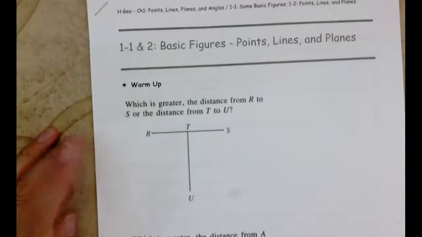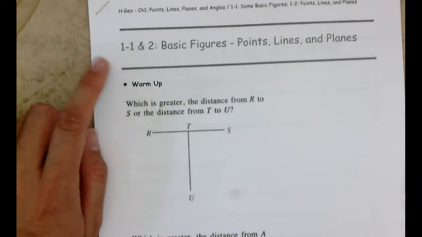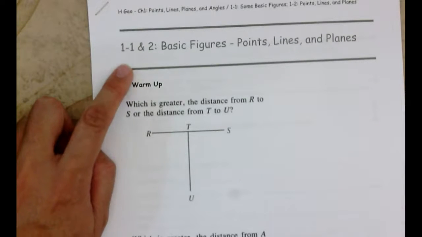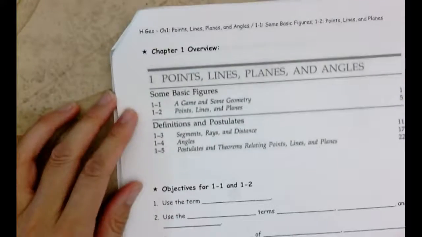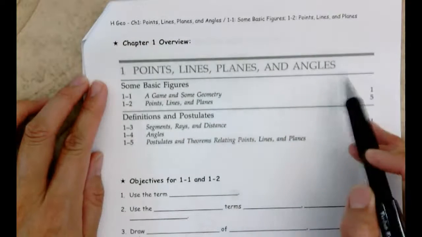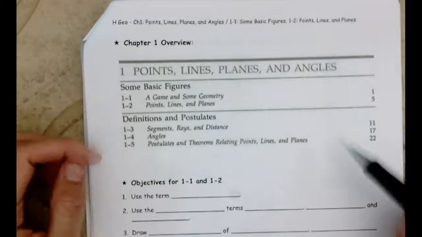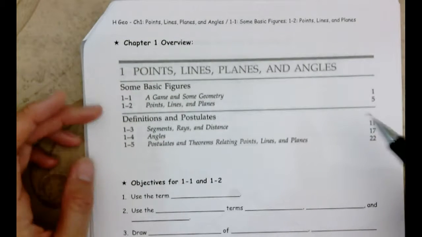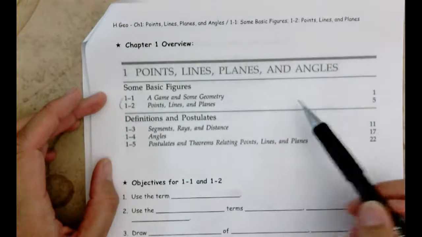Okay, so let's start the geometry, honors geometry classes. This is one packet combined for section 1.1 and 1.2, in chapter 1, which is points, lines, planes, and angles. These are basic figures in geometry where we will learn a lot of definitions. These two are combined in this packet.